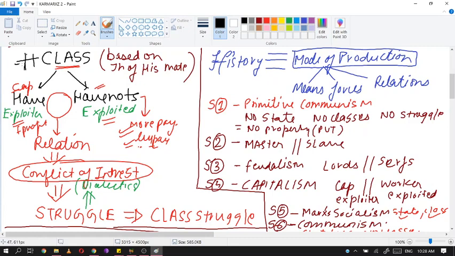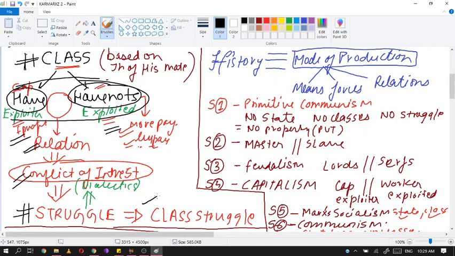Understand his concept of classes very wisely now. Haves and have-nots will always have opposite interests. And if their interests are opposite in nature and they have to work together technically, their relation will always be a relation of conflict, or you can say a relation of struggle. And because they are two different kinds of classes altogether, it is a relation of class struggle.